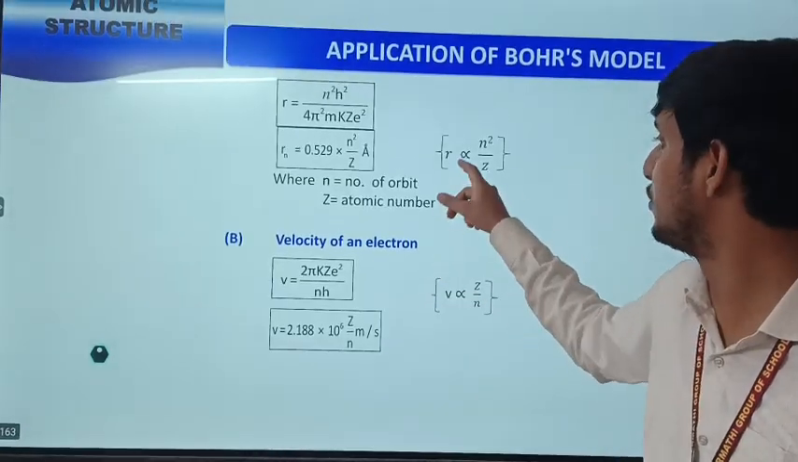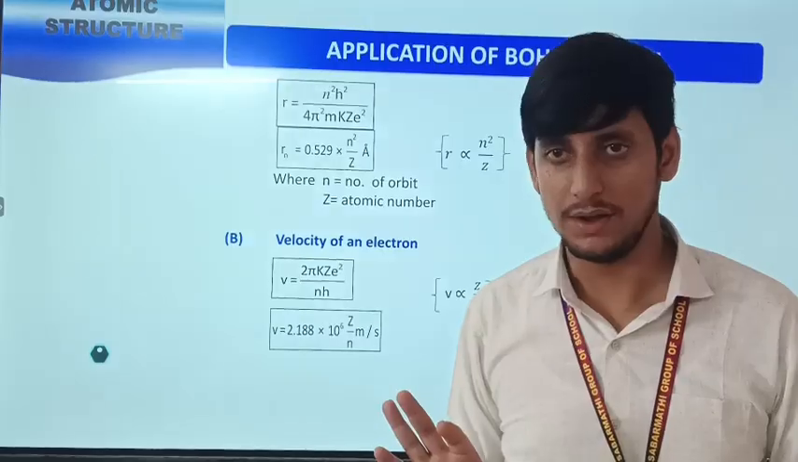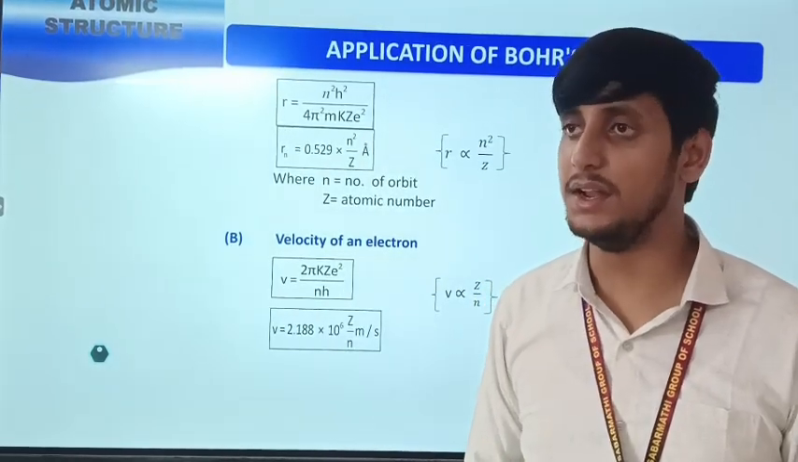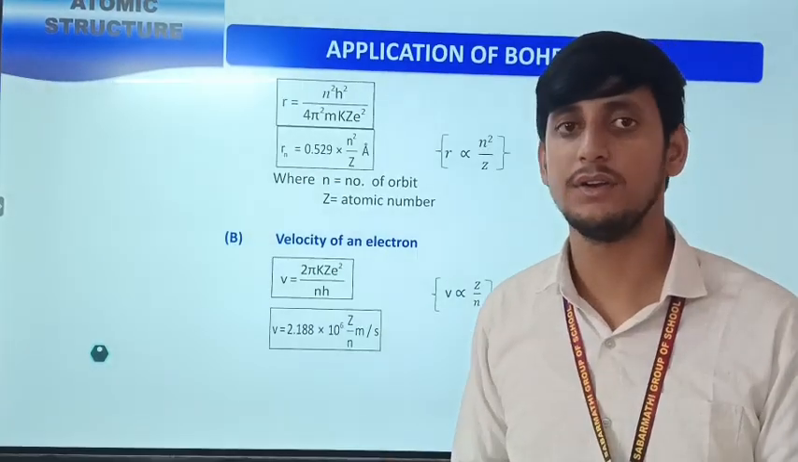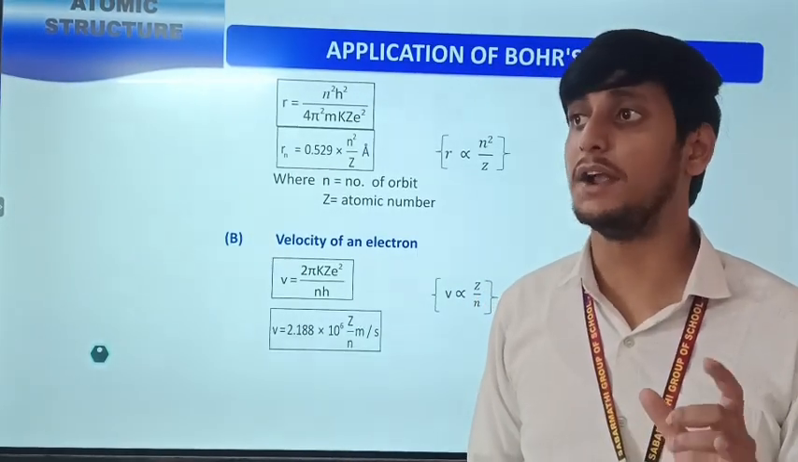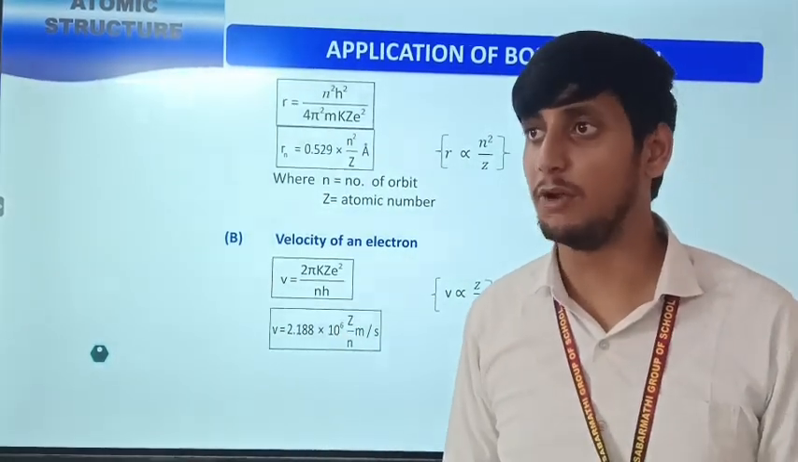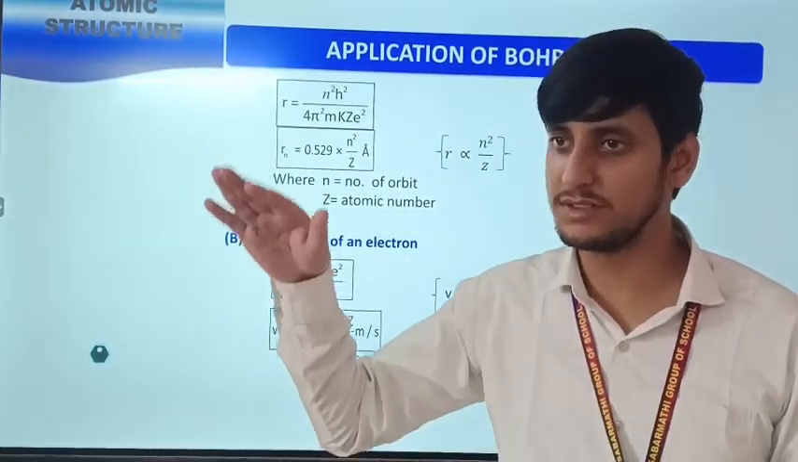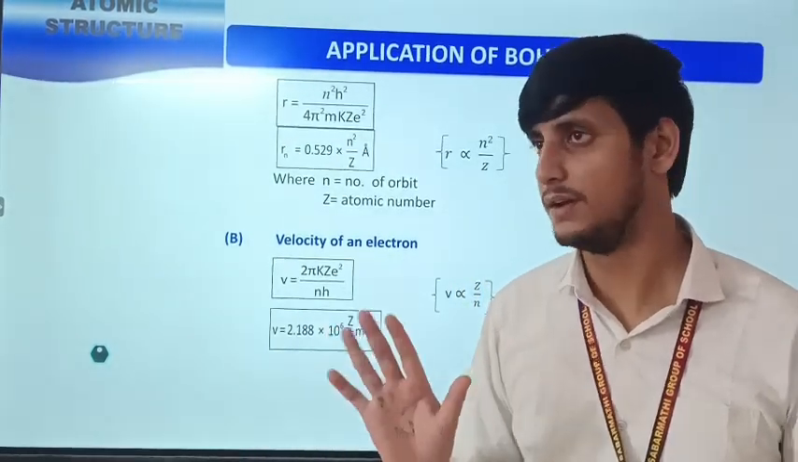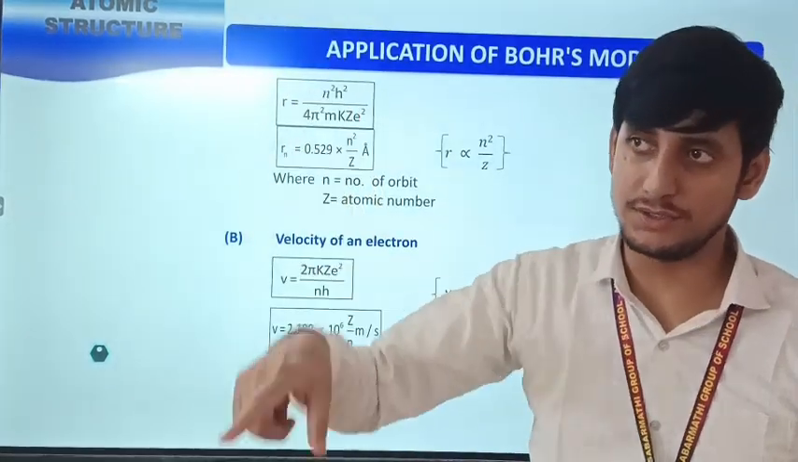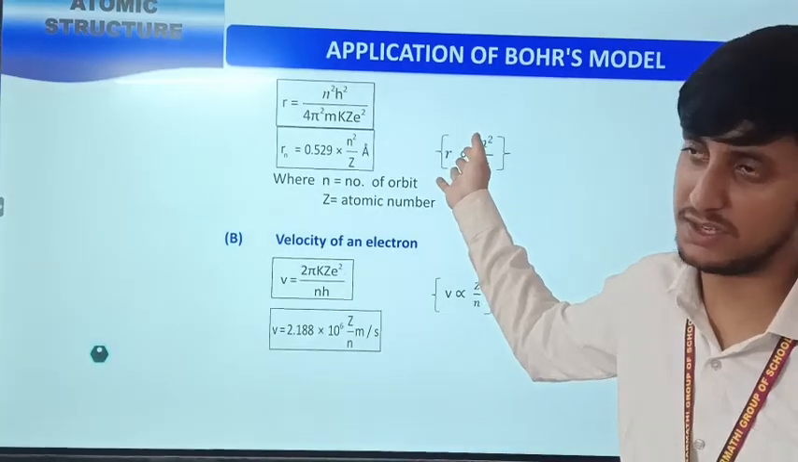R is directly proportional to n square upon Z. As n increases, radius increases. As Z increases, radius decreases. Z means the atomic number, and you know that left to right in our periodic table, atomic number increases, that's why radius decreases. And top to bottom, n increases, so atomic radius increases by this relation.